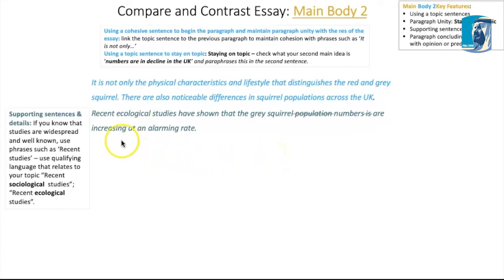And then you have "increasing at an alarming rate." So you want to use lots of idioms as well in your language. Alarming comes from the word alarm. So when you hear an alarm, it's very loud, it's noisy, like a fire is going on. It means that it grabbed the attention. The numbers, when they started to increase, grabbed the attention of people in the UK.